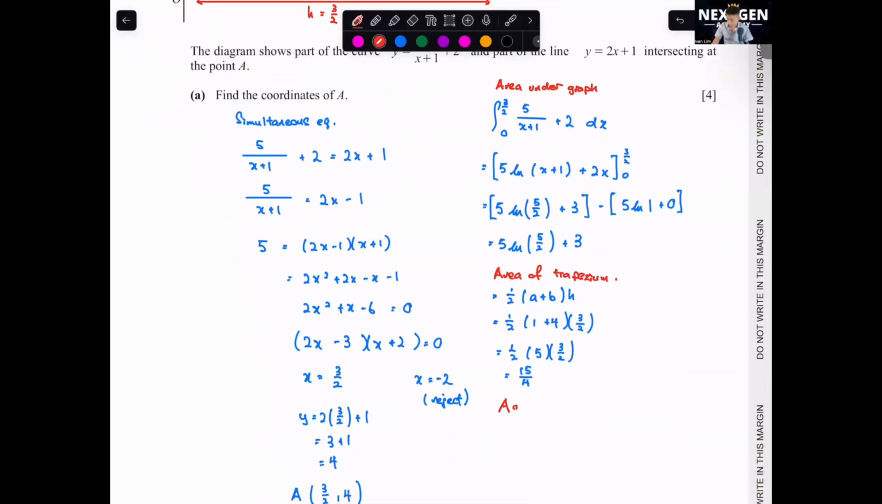Okay, 15 over 4. So the last part here, we will take area under the graph minus area of trapezium. So area of shaded will be equal to 5 ln 5 over 2 plus 3 minus 15 over 4. Okay, 3 minus 15 over 4. 3 times 4 is 12. 12 minus 15 is minus 3. So here will become 5 ln 5 over 2 minus 3 over 4.